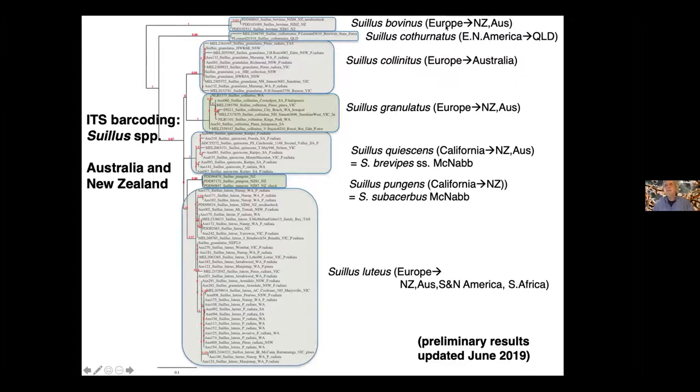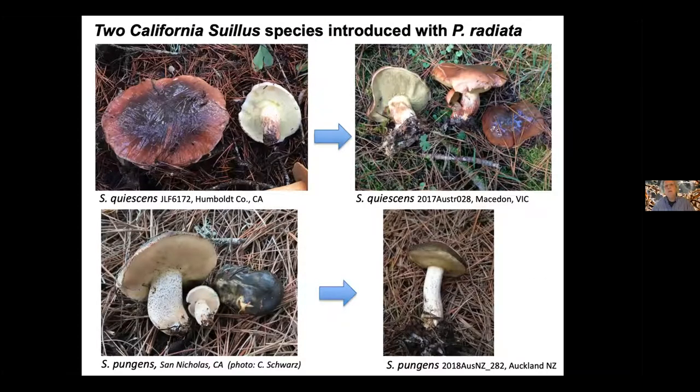So in the case of Suillus bovinus, for example, that's clearly a European taxon, doesn't occur anywhere else. And we find the same species in New Zealand and Australia. Another one, Suillus cothurnatus, here we know its native range is eastern North America, and we find it only in one region in Queensland, Australia, nowhere else, and so forth. So using this type of approach, ITS barcoding in combination with morpho-taxonomy, we can really begin to tease apart the origins of different fungi that have been co-introduced with pines.